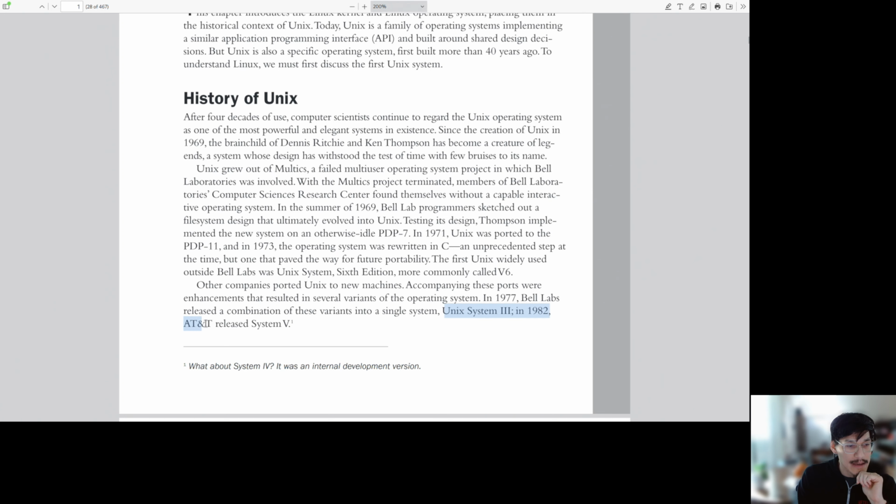In 1982, AT&T released System 5. What about System 4? It was an internal development version.